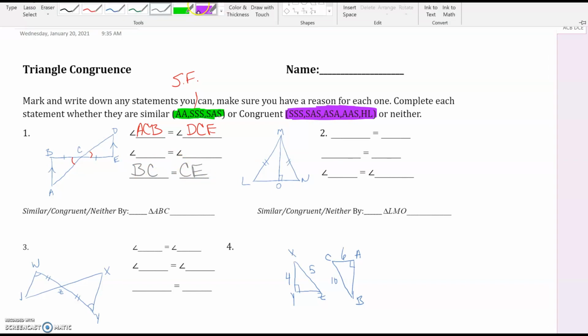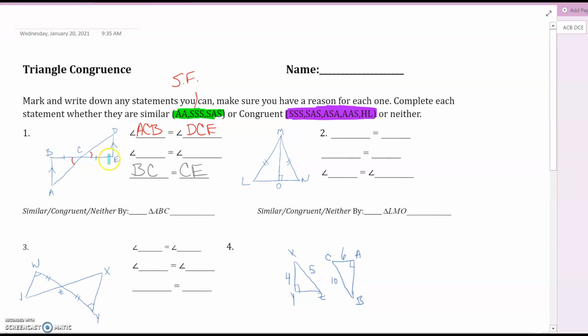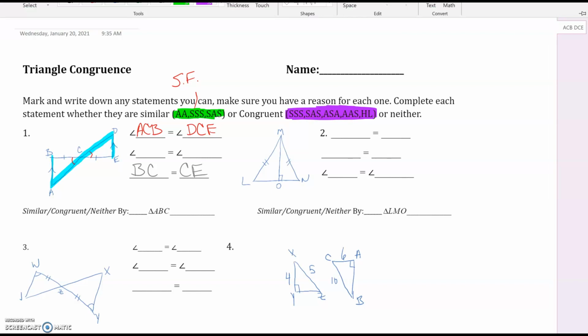Now this last one here, some of you are like, well, I see these markings. This does not mean that DE is equal to BA. This is saying that these are parallel. If you remember what we did with parallel lines, we could trace them and form the Z, to create two angles that are equal. So I could say this angle is equal to this one, the ones formed by the Z. So I could say angle D is equal to angle A.